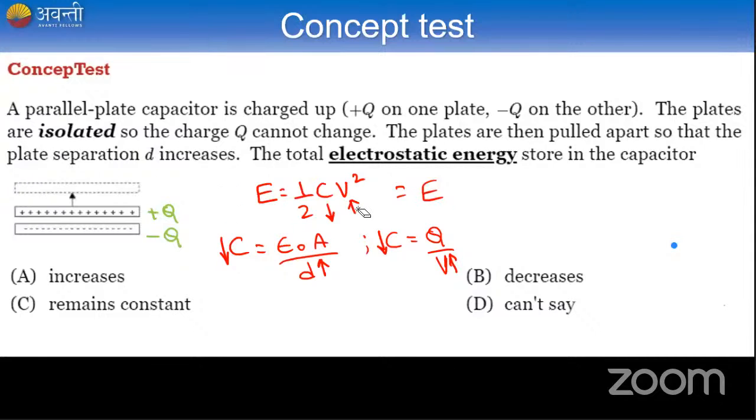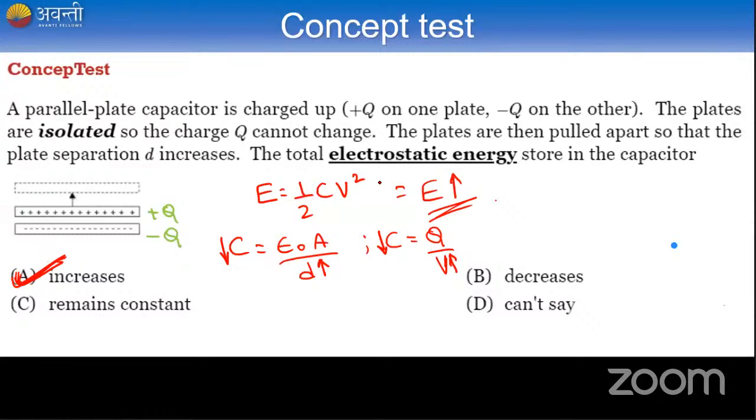Since my potential is increasing as a square term and my capacitance is decreasing as a single term, the net electric energy stored, should it increase, decrease, or remain the same? Yes, obviously it should increase. So this is the way we get the answer. The electrical energy stored increases in this case.